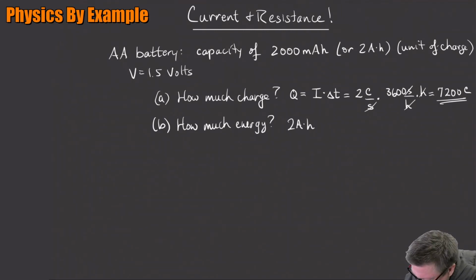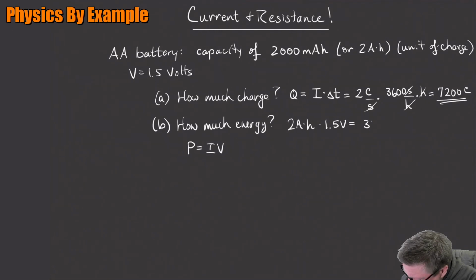And something you need to know is that the power of a source is the current times the voltage. P is IV. Power is current times voltage. Okay, so 2 ampere hours times 1.5 volts. That's going to give me something related to the power, right? So that's going to give me ampere times volts is, power is in watts, right? So this is going to give me 3 watt hours for this battery. So this battery can deliver 3 watts for an hour.